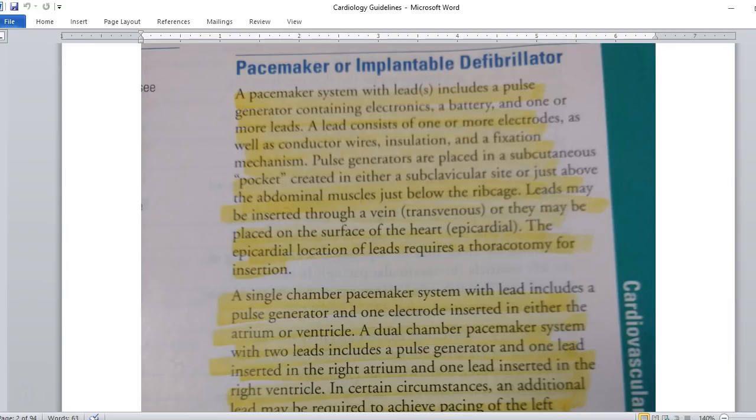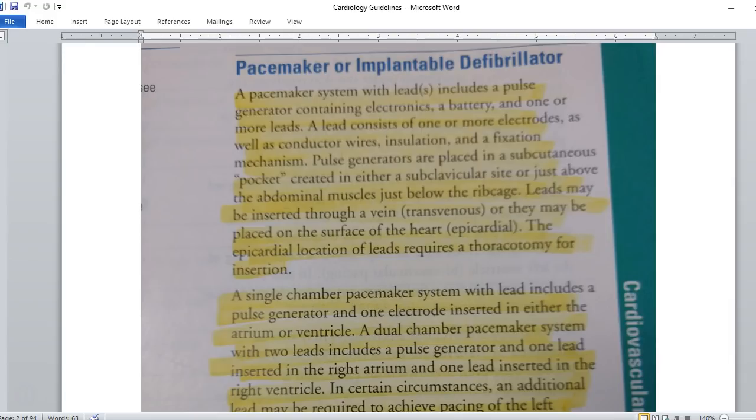Now, leads may be inserted through a vein, transvenous, or they may be placed on the surface of the heart, epicardial. The epicardial location of leads requires a thoracotomy for insertion. So let's talk about both of these. 99 times out of 100, the patient is coming in for a transvenous pacemaker or implantable cardioverter defibrillator.